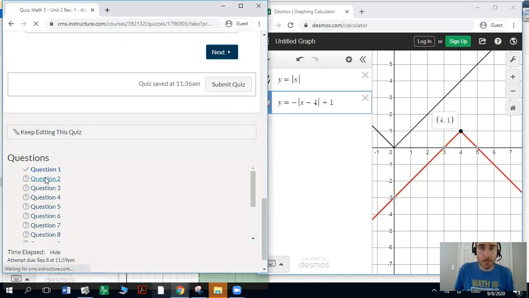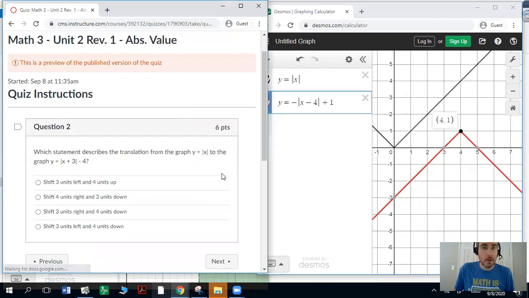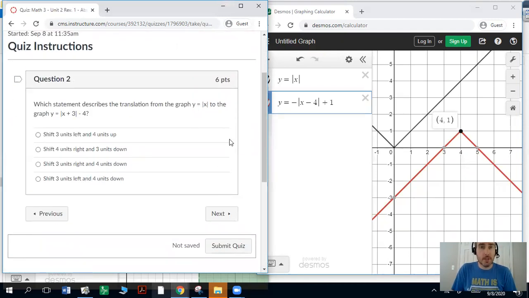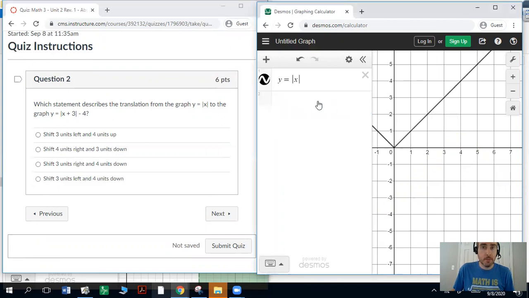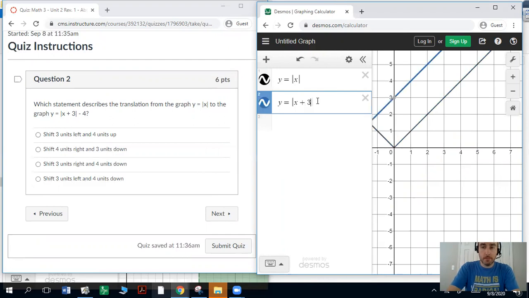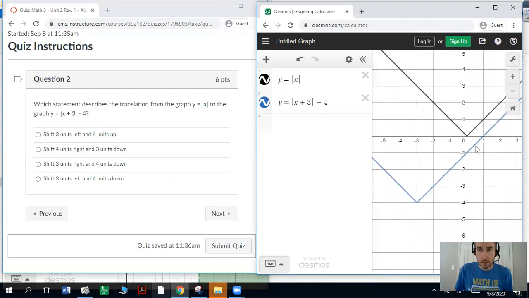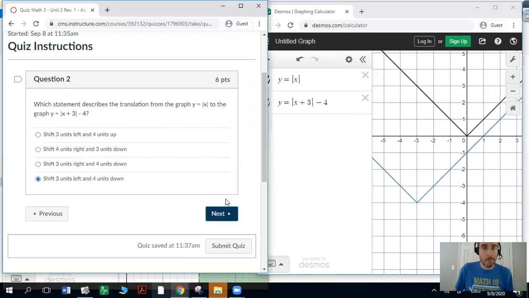All right, number 2. What statement describes the translation from graph y equals absolute value of x to y equals absolute value of x plus 3 minus 4? You can graph this. It's just going to take it left 3 and down 4. But knowing the rules makes this a little faster, so you don't have to graph it. So anytime there's a plus 3 inside, that's left, down 4. So maybe that one.